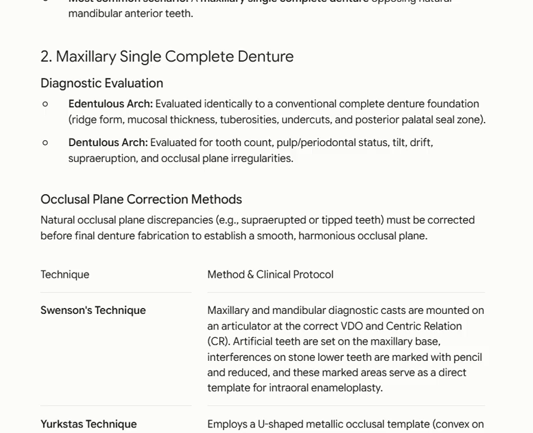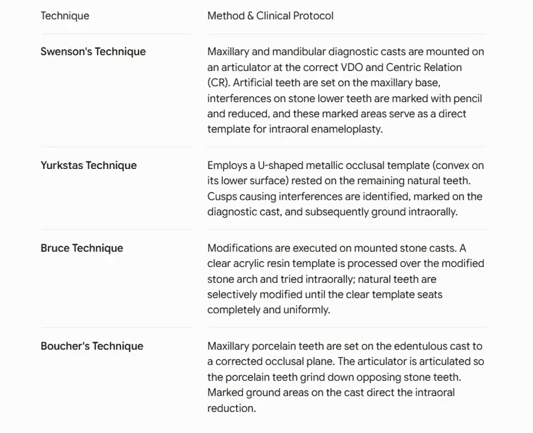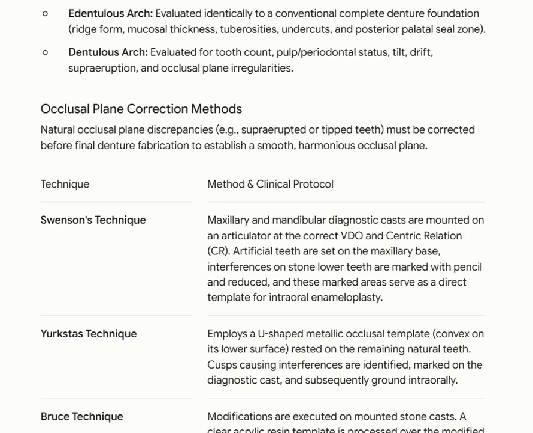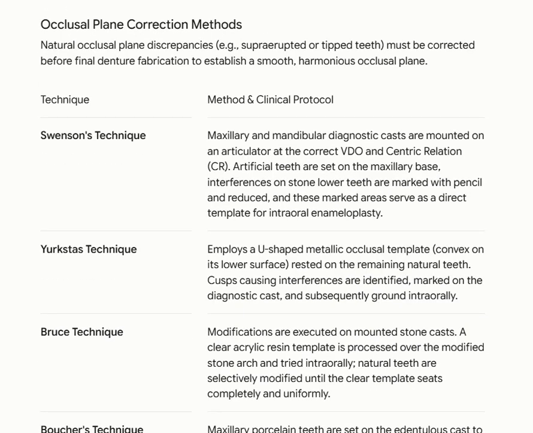Diagnostic evaluation. Edentulous arch: evaluated identically to a conventional complete denture foundation, ridge form, mucosal thickness, tuberosities, undercuts, and posterior palatal seal zone. Dentulous arch: evaluated for tooth count, pulp, periodontal status, tilt, drift, supraeruption, and occlusal plane irregularities. Occlusal plane correction methods. Natural occlusal plane discrepancies, e.g., supraerupted or tipped teeth, must be corrected before final denture fabrication to establish a smooth, harmonious occlusal plane.